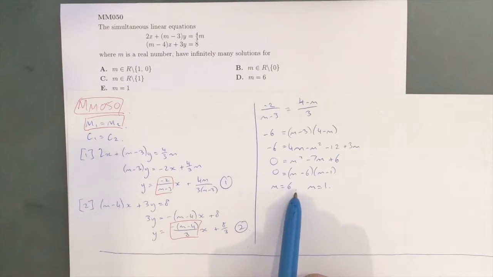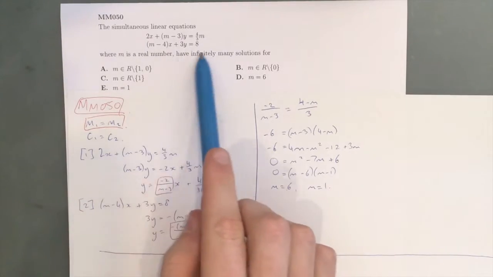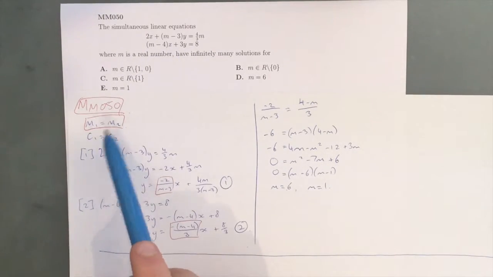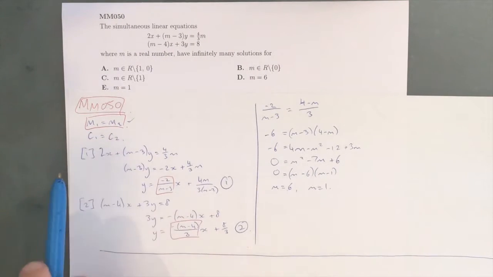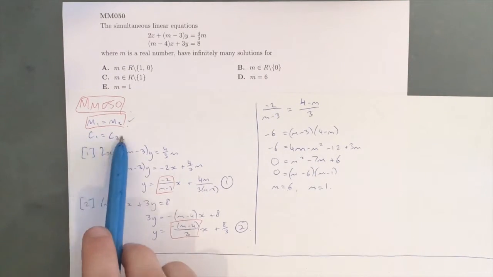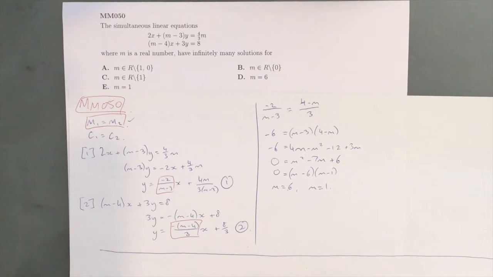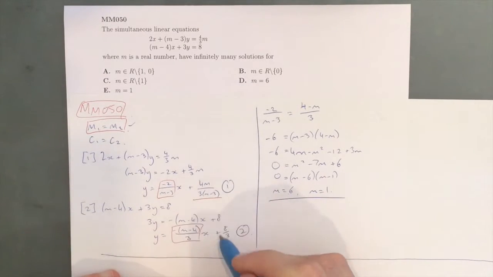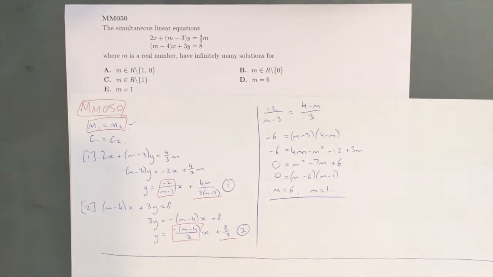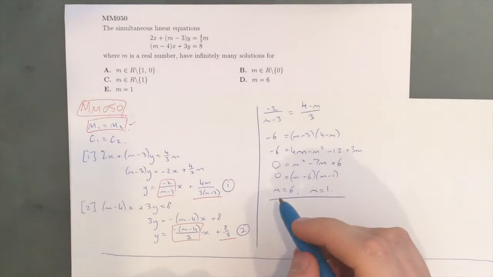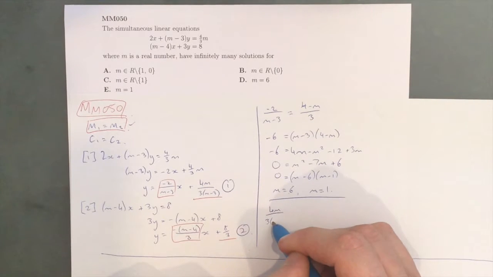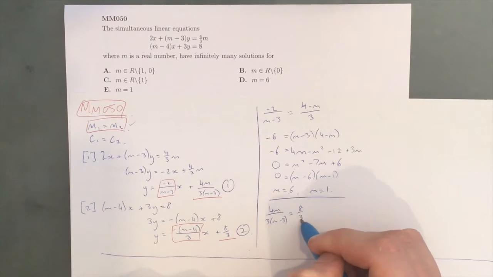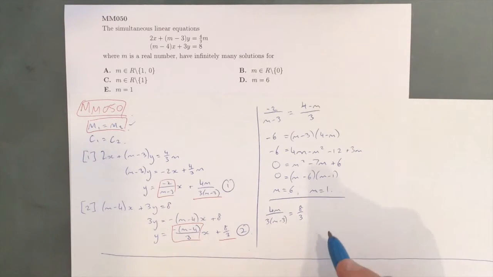That tells us that when m equals 6 and m equals 1, these two graphs have the same gradient. So now that we've satisfied this, we need to work out for which values of m the c values equal each other. Now comes the testing section. We know that our c values are these two things here. If these two equal each other, then we have infinitely many solutions, which is what we want. So we have 4m over 3(m - 3) equals 8 over 3. And if this is satisfied, then we've done our job correctly.